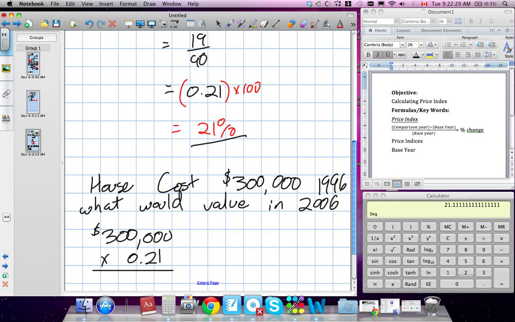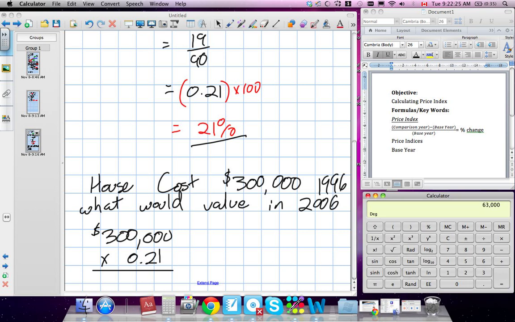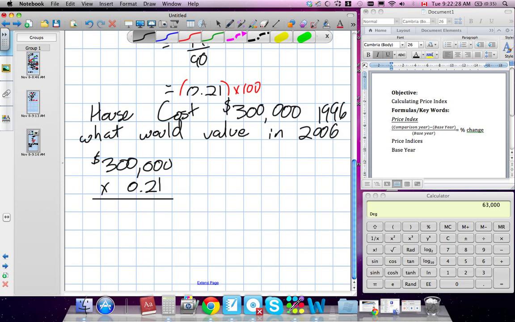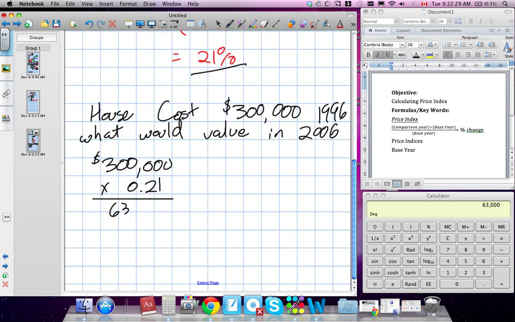So we have 0.21 times 300,000, which is 63,000. What do I do with that number now? Is that the answer? Okay. So we know that that's how much the price is going to increase by. That's a 21% change. So we add it to our original price of 300,000 plus the 63,000.